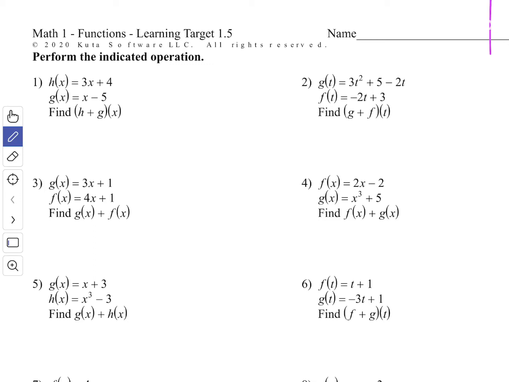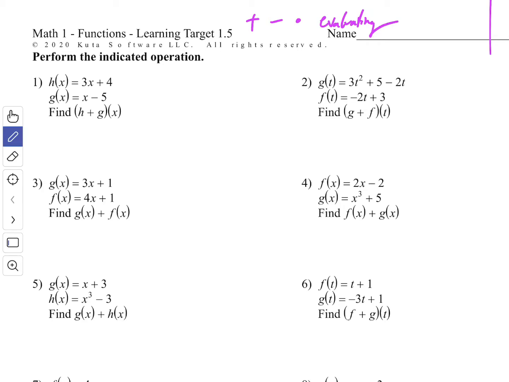All right, guys, so we're taking a look at the functions learning target 1.5. This one is dealing with combinations of functions. We're going to look at addition, subtraction, and multiplication, as well as evaluating each of these, okay? First thing we've got to do is make sure we understand what's happening here.